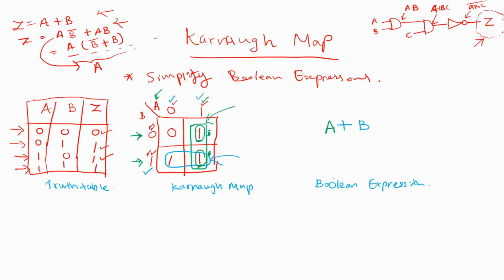Right? So what we did now is we got a truth table for representing any given expression, and we draw its Karnaugh map, and finally we derive the Boolean expression related to that.